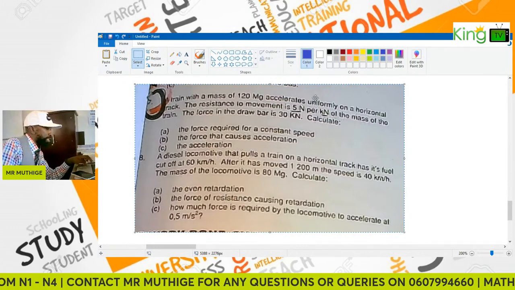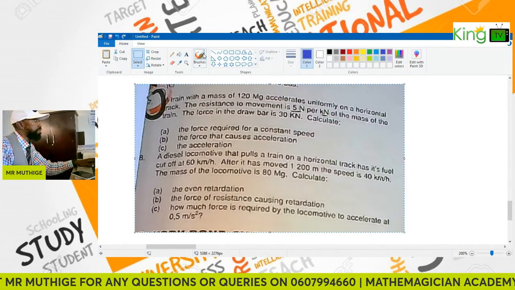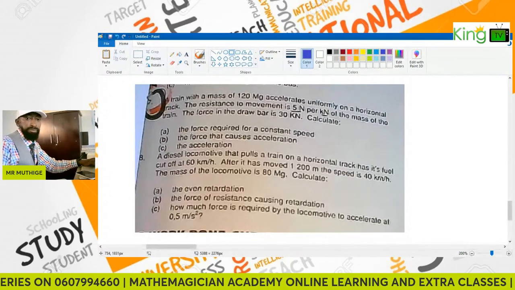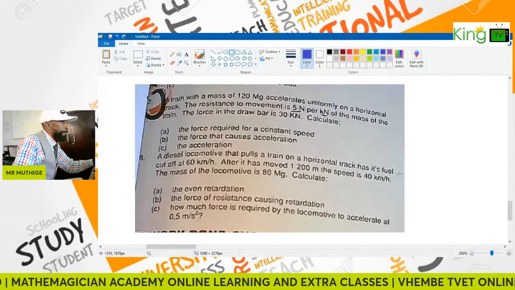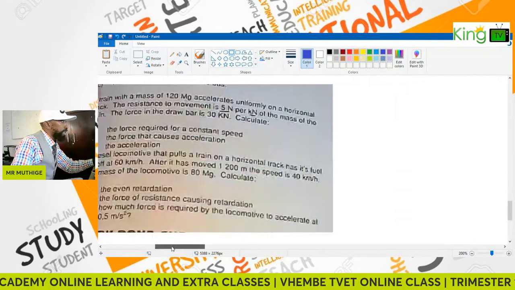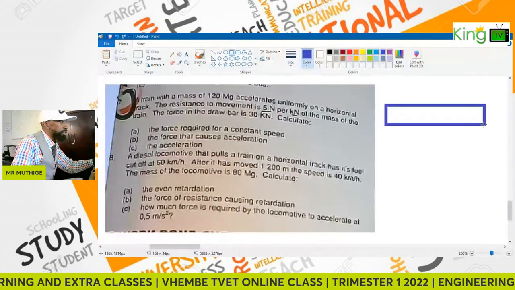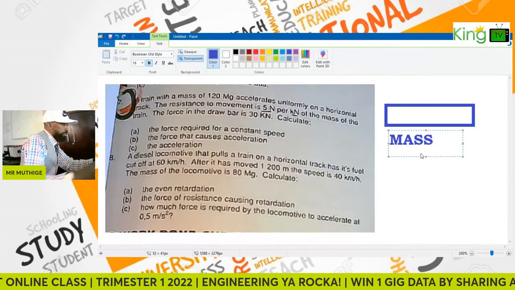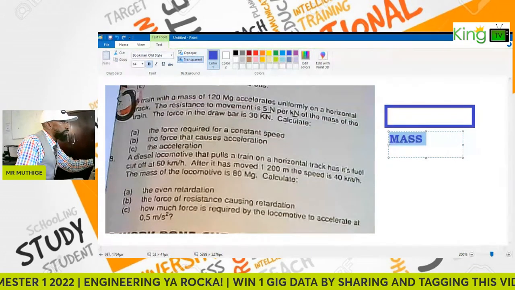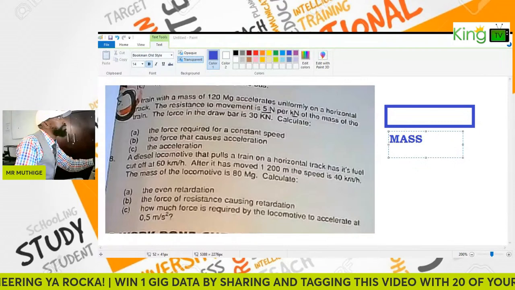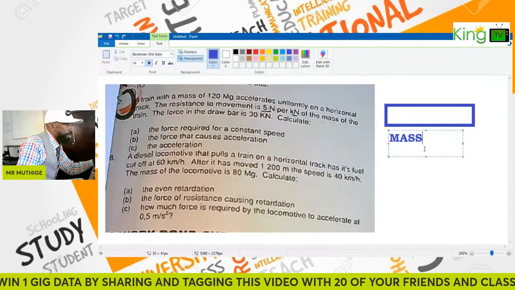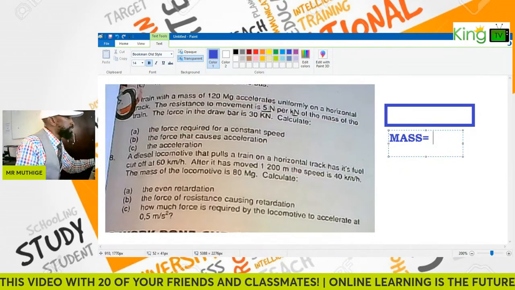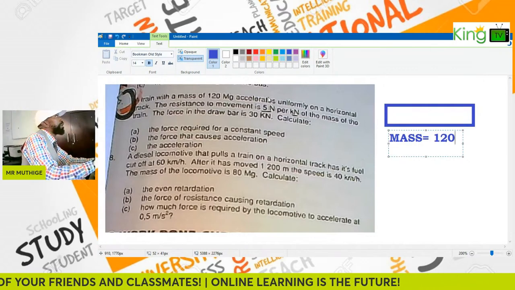The story is very simple, very doable but tricky. There I put my train, and then they tell me about the mass. There's my locomotive. The mass is how much? 120,000.